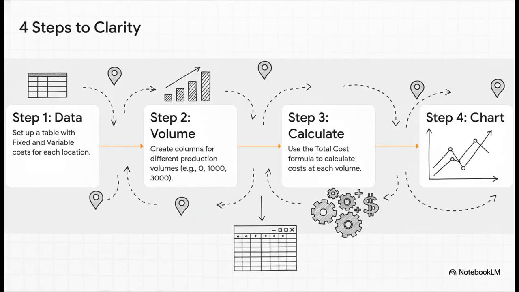It's literally a simple 4-step process. First, you just set up your data in a table. Fixed and variable costs for each city. Second, create a few columns for different production volumes. Third, use our total cost formula to automatically calculate the costs for each city at each of those volumes. And finally, you just highlight all your data and tell Excel to insert a scatter with straight lines chart. That's it. You've just created an incredibly powerful strategic tool.